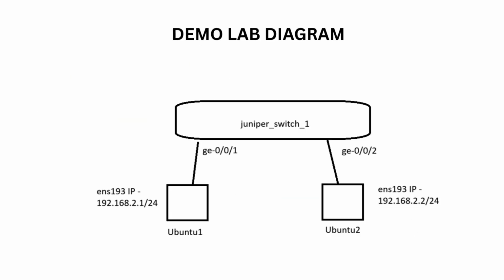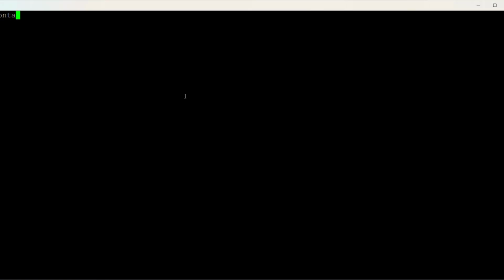Now I'm going to show a simple example of this in action. I've got two virtual Linux machines connected through a virtual Juniper switch. They're all on the same network so they can communicate with each other. I'm going to deploy the lab, and in just a moment, the environment comes online.